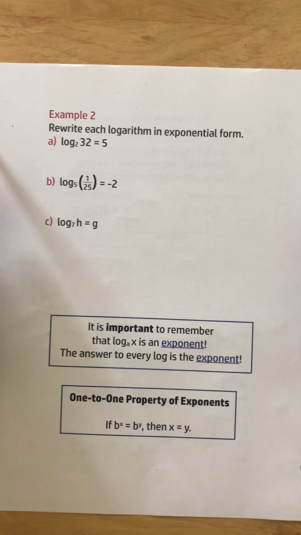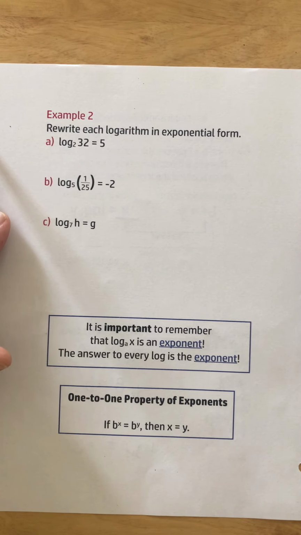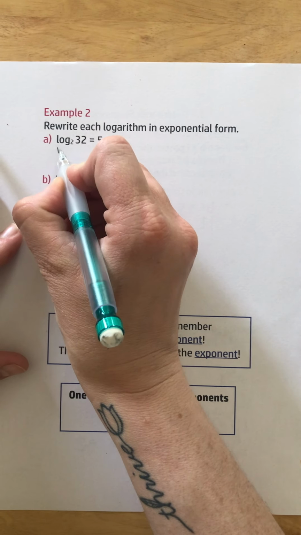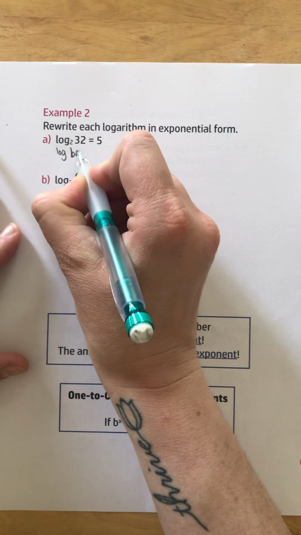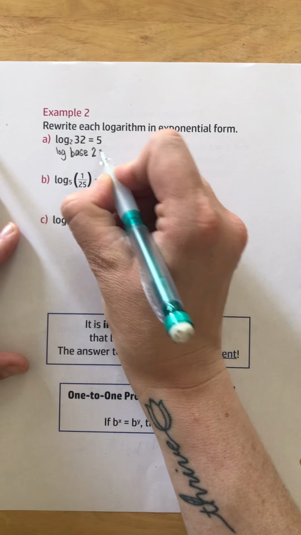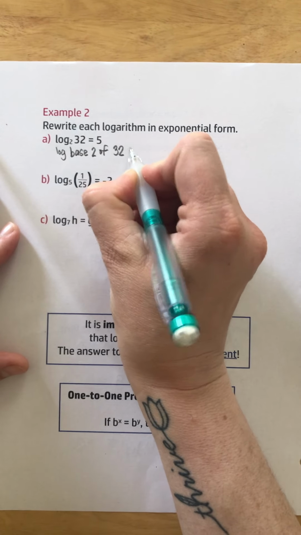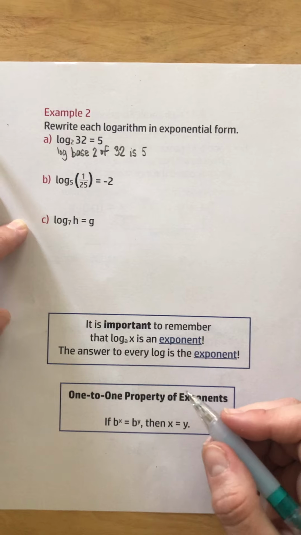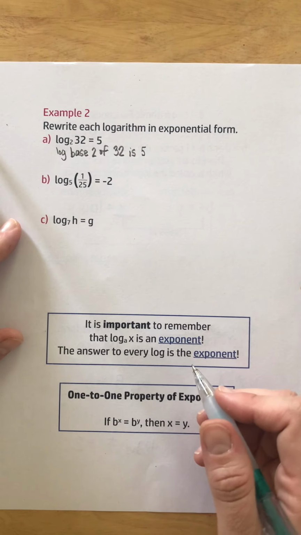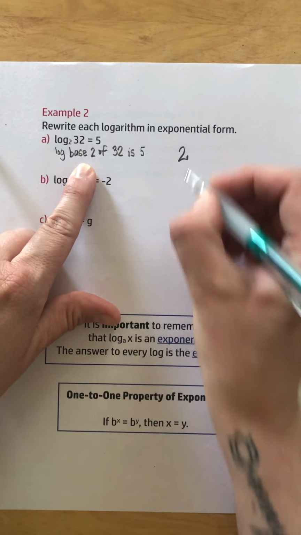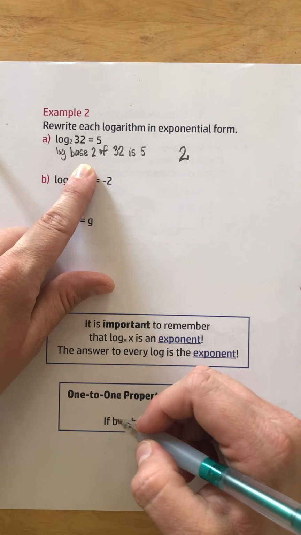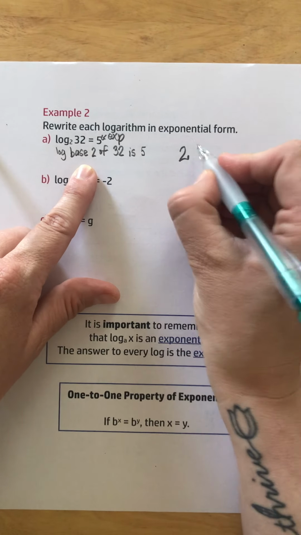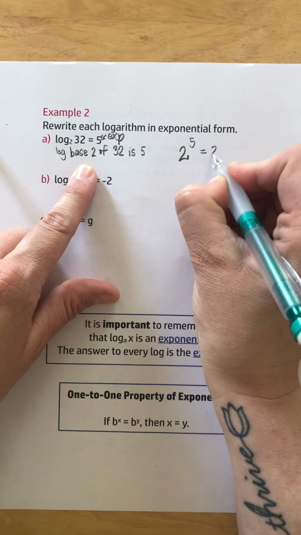Now we're going to go in the opposite direction, which actually I think is even easier. So as we look at letter A, the way that I would read this out loud, I would say log base 2 of 32 is equal to 5. Now if you can read it out loud, it really helps you rewrite it. What's the base? The base is 2. Remember, what's on the other side of the equal sign all by itself? That's always the exponent. So this would be 2 to the 5th power equals 32.